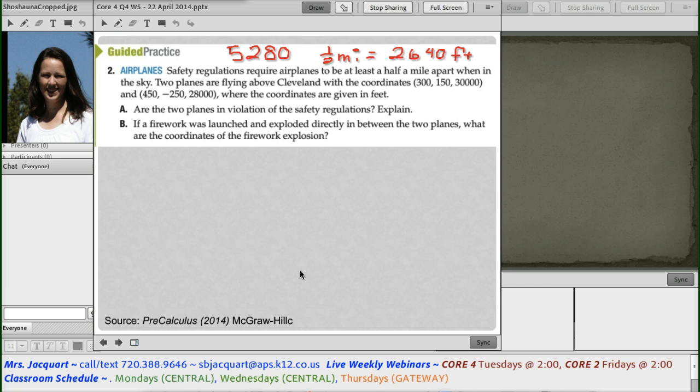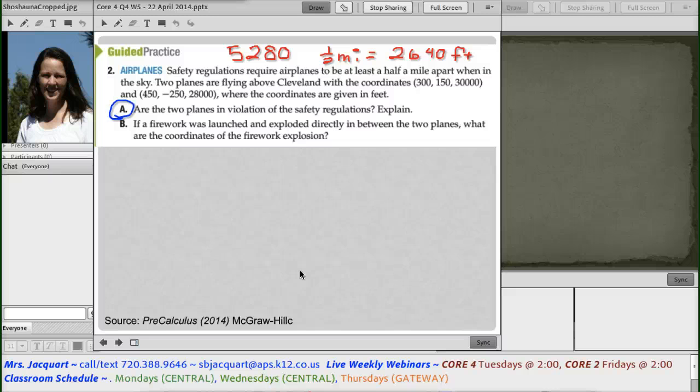Okay, because the numbers that they gave us are in feet. The planes flying from Cleveland are at the coordinates 300, 150, 30,000 and 450, negative 250, 28,000. I don't really know how that works, but anyway, some magic number in space. Are the two planes in violation?